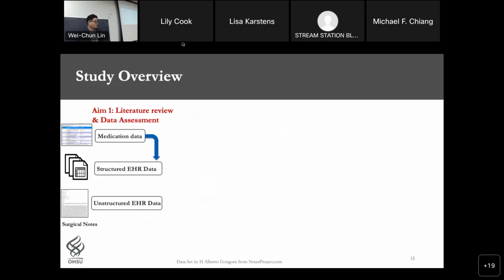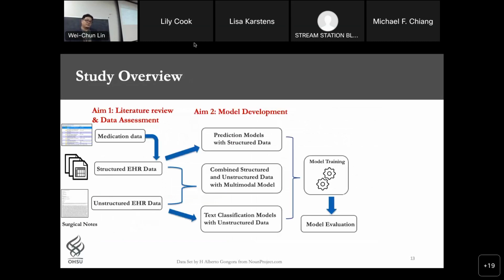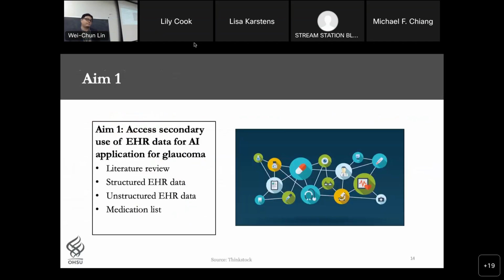Here is the overview of our study. In Aim 1, I did a literature review and data assessment. In Aim 2, I developed several machine learning and deep learning models, and the model performance was evaluated by several evaluation metrics. In Aim 3, we did the model explanation to explore the important features and their impact on the predictions.